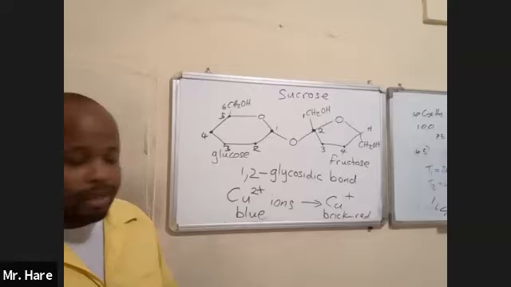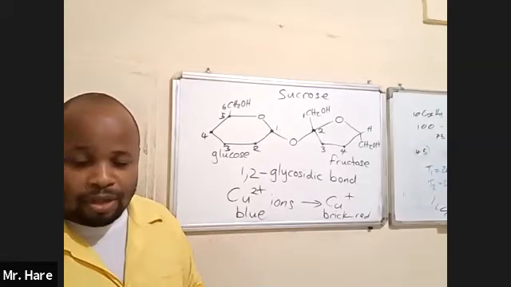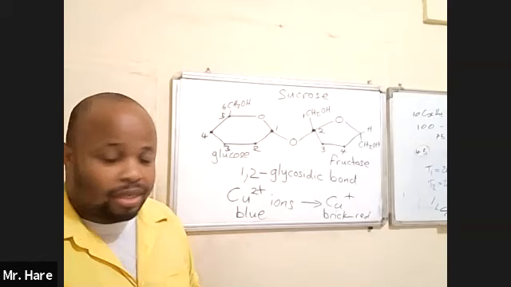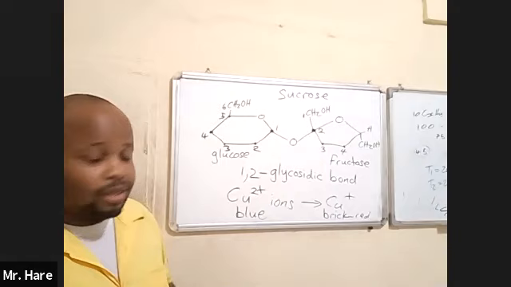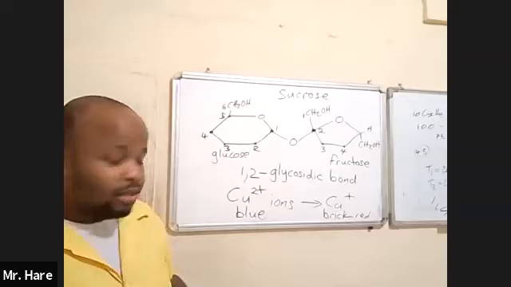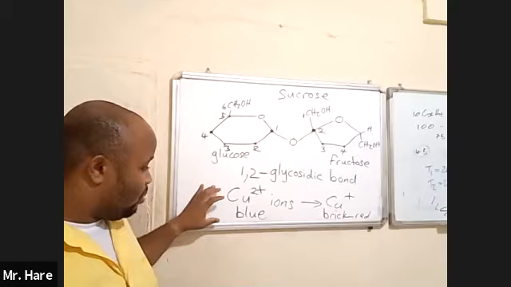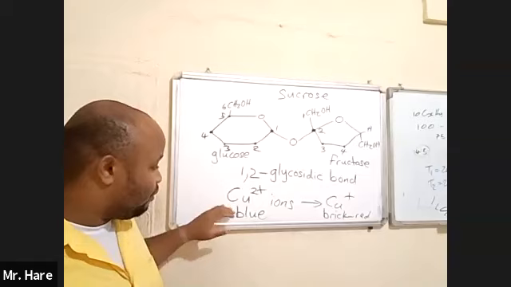So in the Benedict solution, when you add it to a reducing sugar, the reason you get that blue to brick red color is that the key reagent in the Benedict solution is copper 2 plus ions. Glucose and fructose are reducing sugars, so they are going to reduce your copper 2 plus ions to copper 1 plus. Copper 2 is the reason why Benedict's solution is blue. That is what gives the Benedict's solution its blue color.